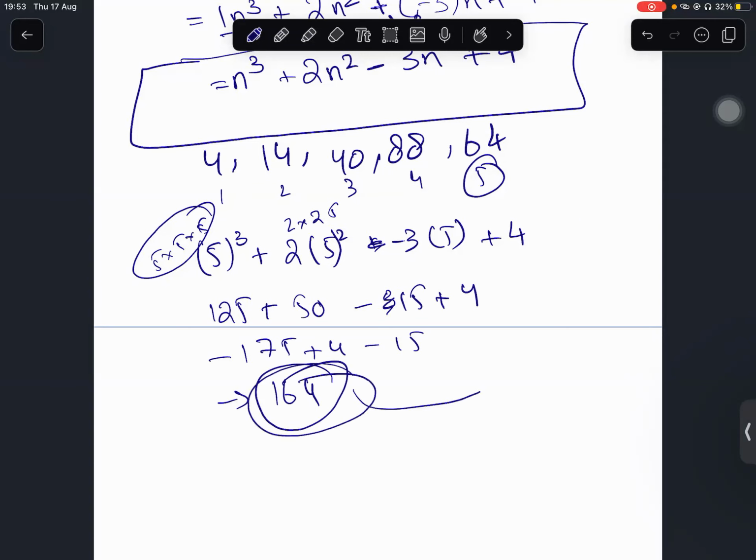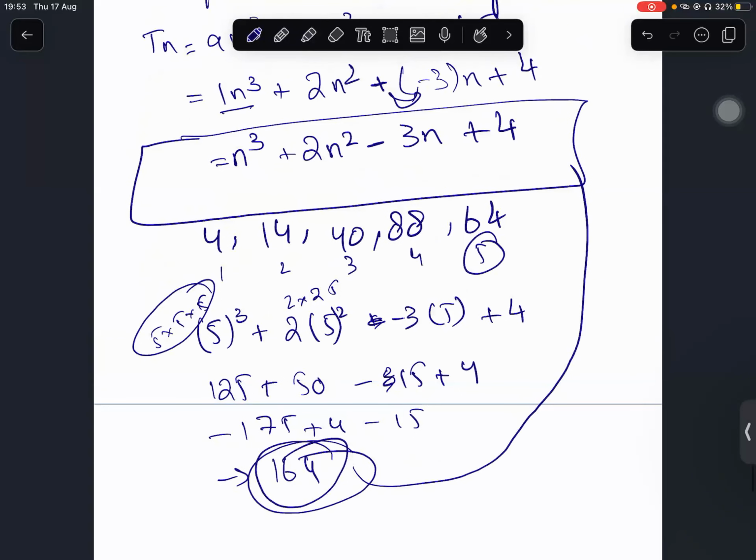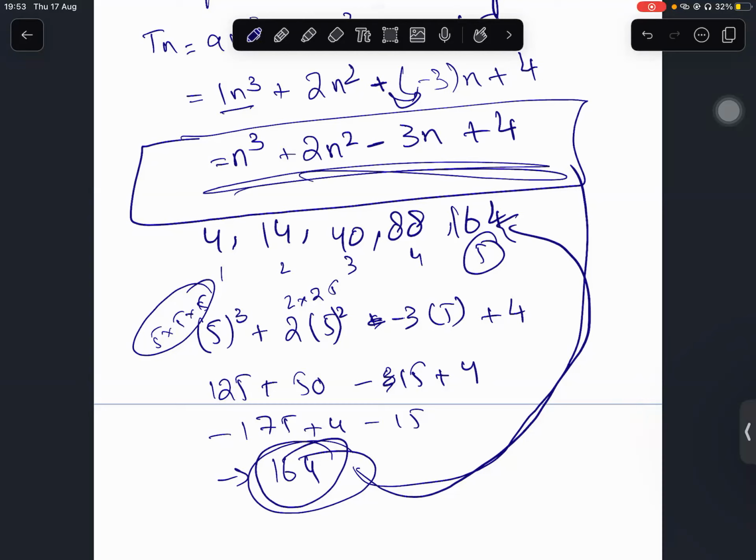Okay, and our fifth term was 164. So that means this equation is correct. So is this clear now? Yes, the question, the examples, and the way we check this. Okay. Yes.